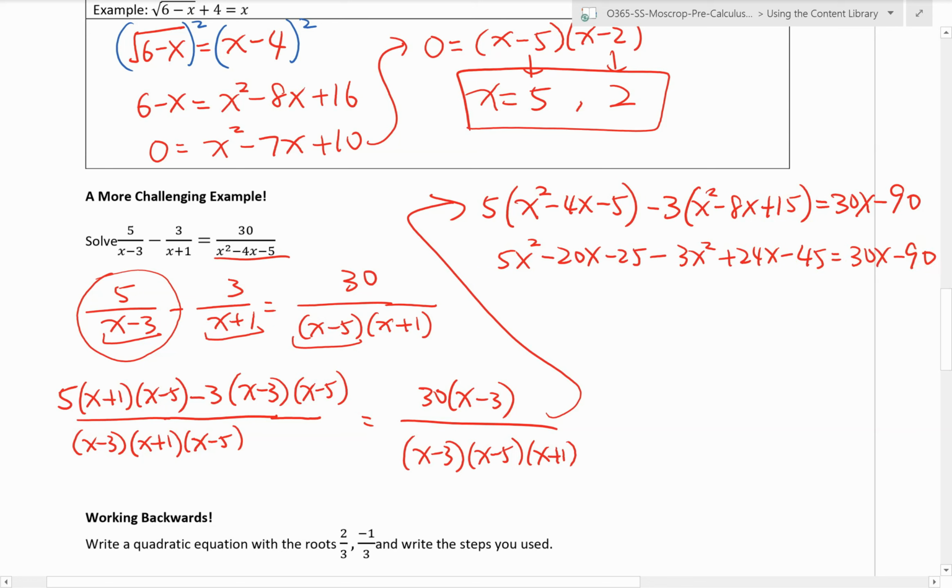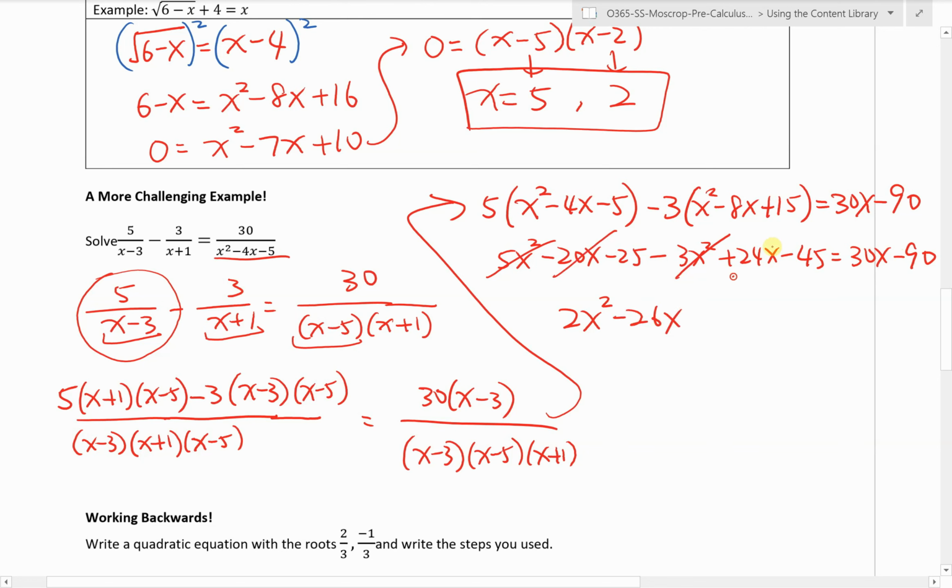Now you can see this is a quadratic equation, right? Because the highest exponent, the biggest exponent that you see is a 2. And it's a polynomial equation. So 5 minus 3 is 2x squared. Okay, so I'm going to collect all the like terms. Negative 20 plus 24 is positive 4. But I need to move 30x to the left, so I need to minus 30. So positive 4 minus 30 is minus 26x.